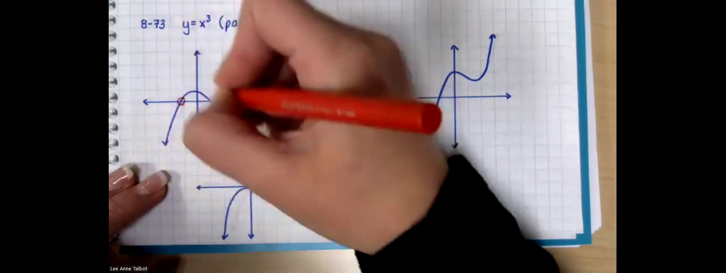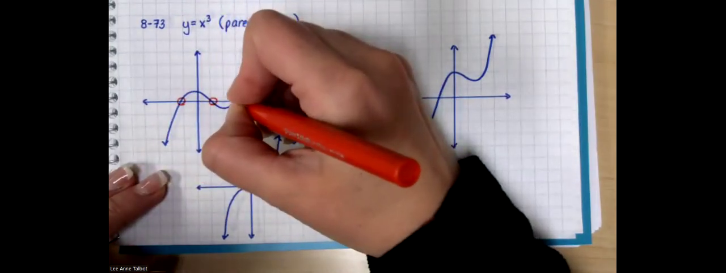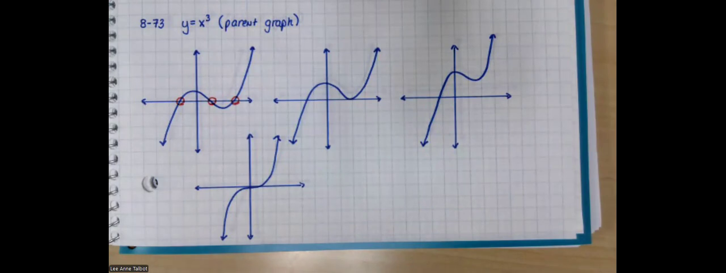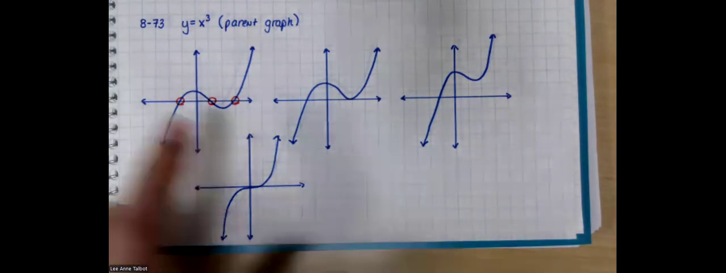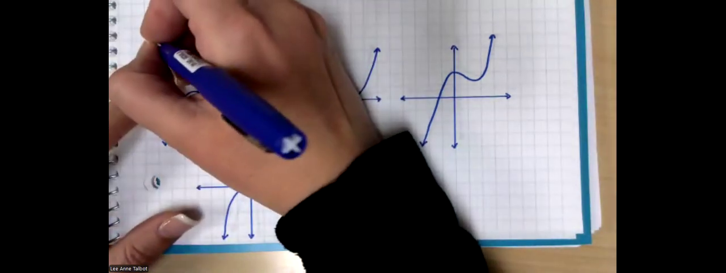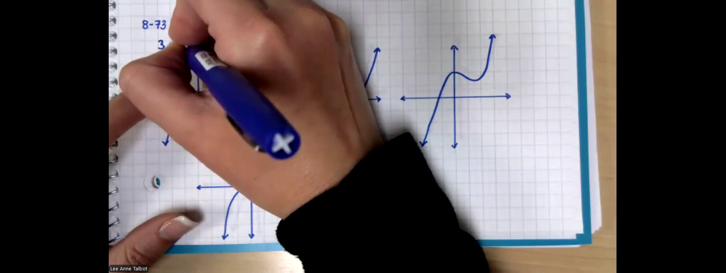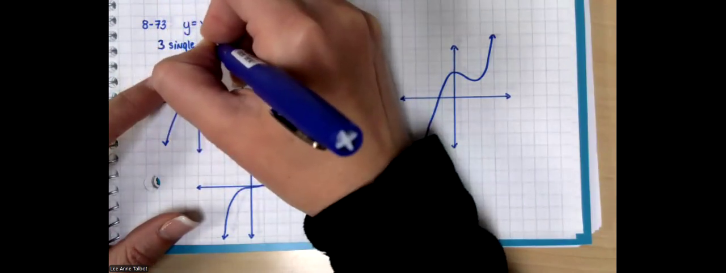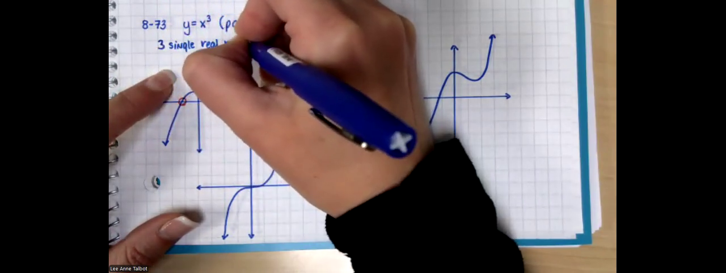So 1, 2, 3. How many roots should there be? 3, because of the cube. So this is 3 single real roots.